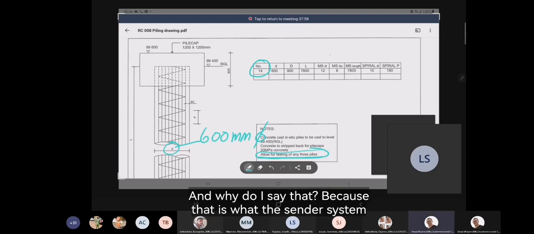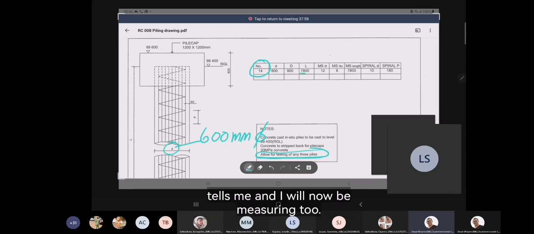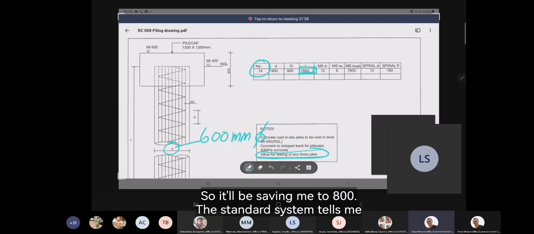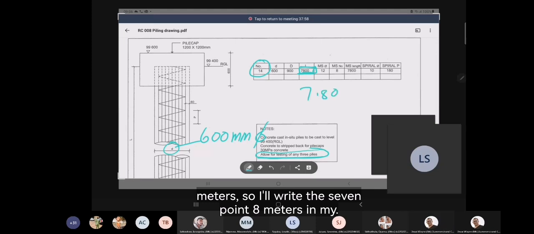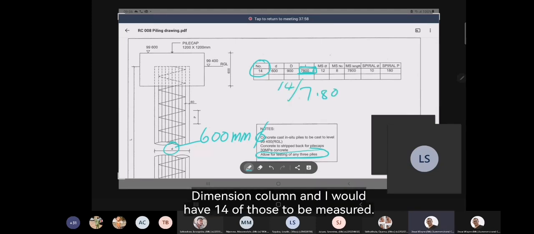And why do I say that? Because that is what the standard system tells me, and I will now be measuring to that depth of 7 meter 800. So it will be 7 meter 800. The standard system tells me that the measuring of the piles, augering piles, is measured in meters. So I'll write the 7.8 meters in my dimension column, and I would have 14 of those to be measured.